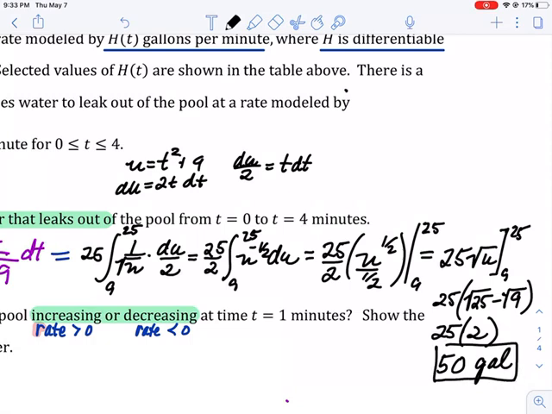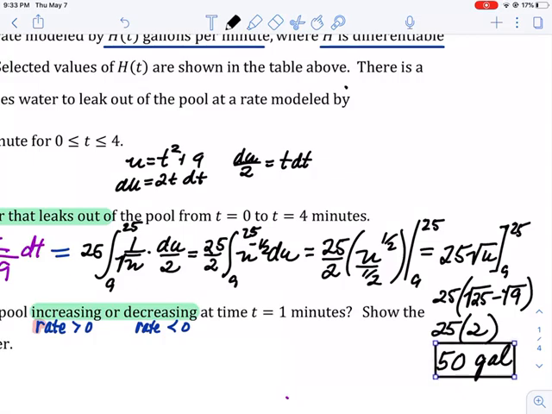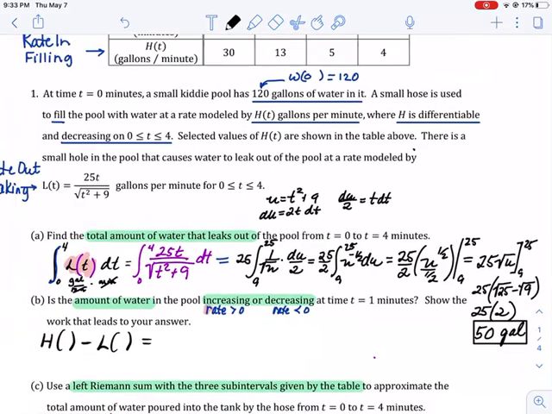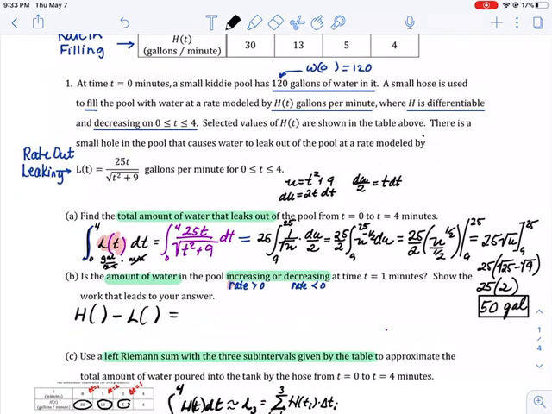So the amount of, let me go square there. The amount of gallons that leak out of the pool would be 50 gallons.